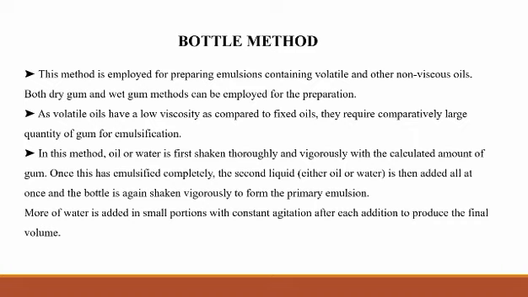emulsion. Once the primary emulsion is done, we have to add water in small portions with constant agitation, and we have to make up the final volume. This is the bottle method. Usually the bottle method is used for the preparation of emulsions containing volatile oils or non-viscous oils.